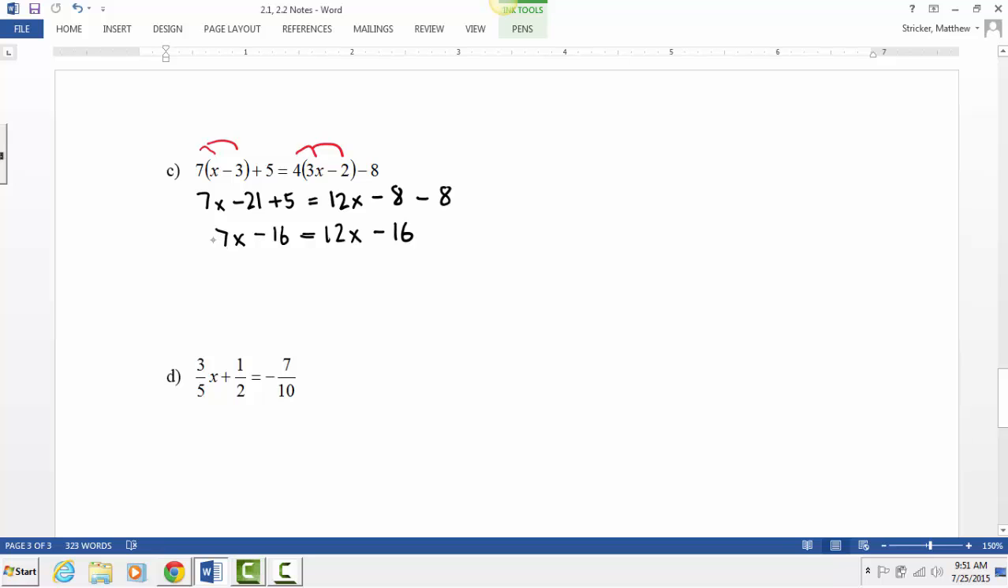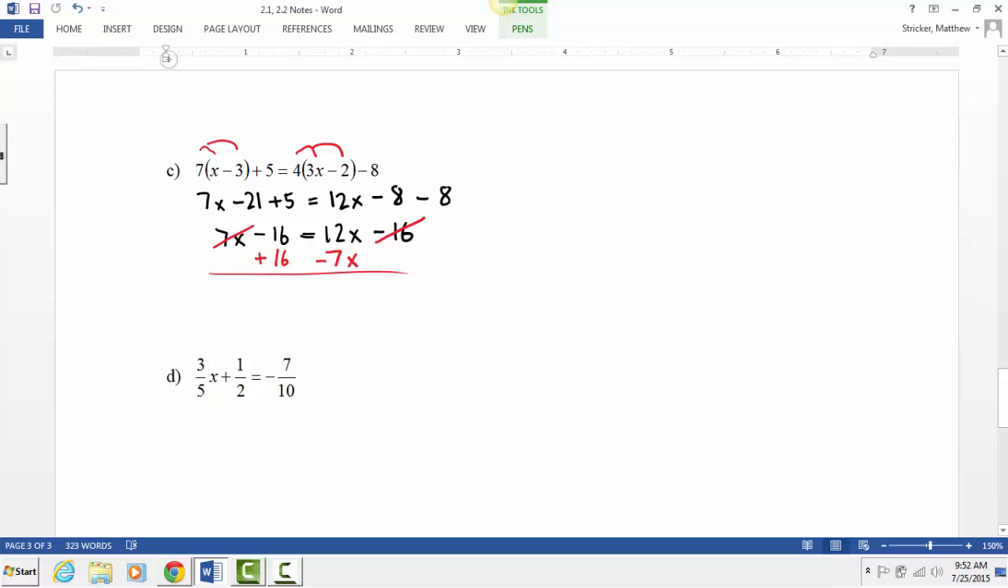It is a positive 7x, so when I change sides, we change it to a negative 7x, which means that's not going to be there anymore. We're moving that to the other side, which means the numbers are now going to go on the other side. So we want to move this negative 16 to the right side. The opposite of that is a positive 16, which is going to make that go away.